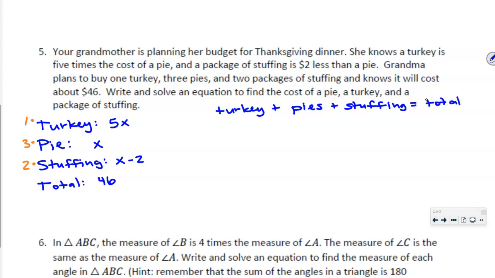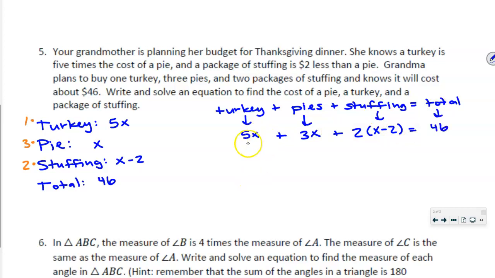mathematical expressions. She will buy 1 turkey, which costs 5x. I could show one group of 5x, but one group of 5x is simply 5x. She plans to buy 3 pies. A pie is x. She's buying 3 of those, so pies are represented with 3 times x. Stuffing is x minus 2, but she plans to buy 2 of those, so that's 2 groups of x minus 2. We will be adding these together to get the total of $46.